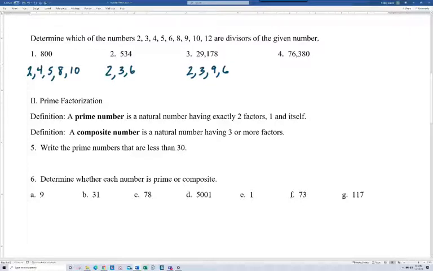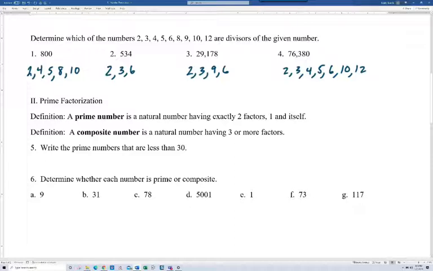And let's see. On number 4, almost everything works. 2, 3, 4, 5, 6, 10, and 12. All right, let's look at prime factorizations next.